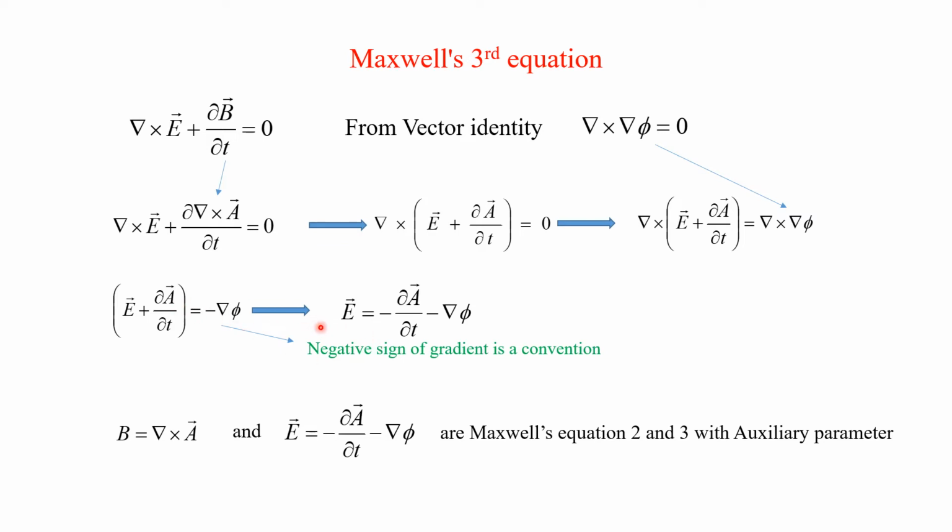So this will become E is equal to minus delta A over delta t minus gradient pi. So this is the other auxiliary parameter. Just now we have seen that magnetic field can be written using auxiliary parameter A, that is curl A. B is equal to curl A. Similarly, here E is equal to minus delta A over delta t minus gradient pi. So this A and pi are called auxiliary parameters.